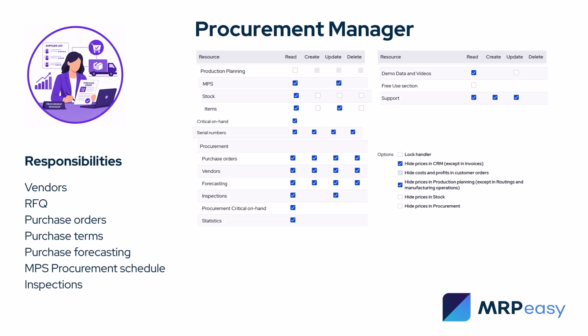The procurement manager handles requests for quotations and purchase orders and is responsible for receiving purchased goods. This role can create vendors, define purchase terms for items, and has full access to all functionalities within the procurement module. All prices outside the procurement module are hidden. If applicable, the procurement manager can also enter serial numbers for received goods.